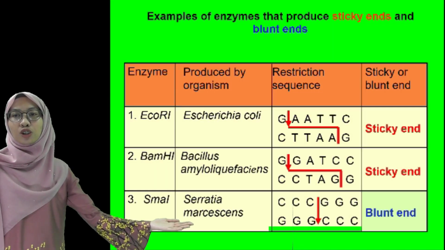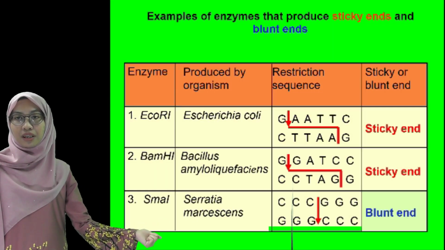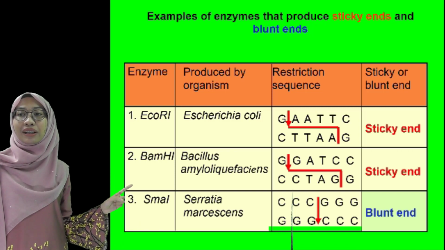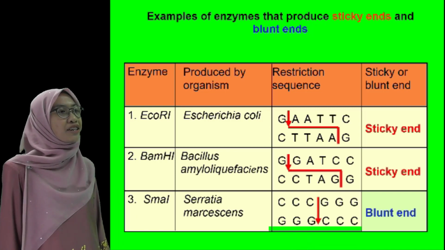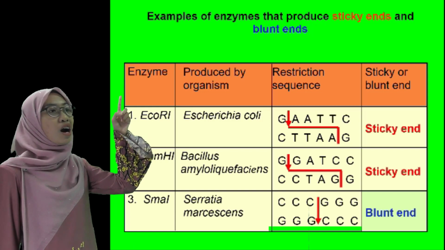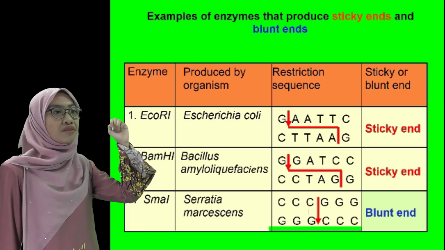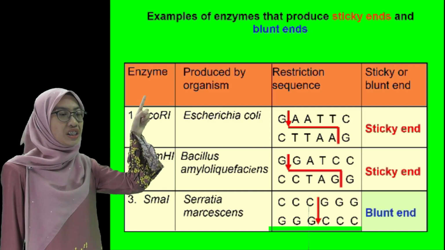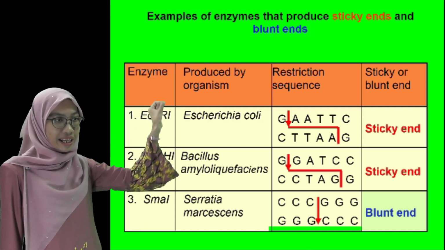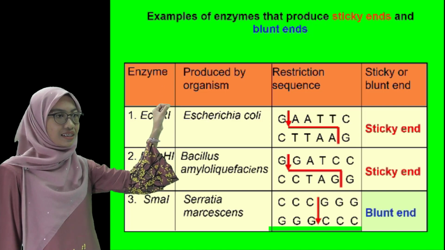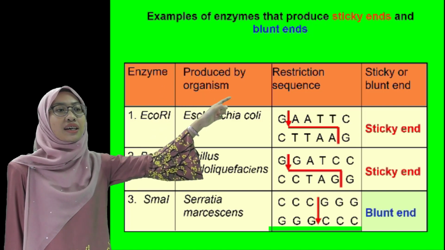The table shows examples of restriction enzymes and the organism that produces the respective enzyme. So let's look at the first enzyme, EcoR1, produced by Escherichia coli. At the restriction point between G and A, there will be a cut at both strands. Thus, this will produce sticky ends.